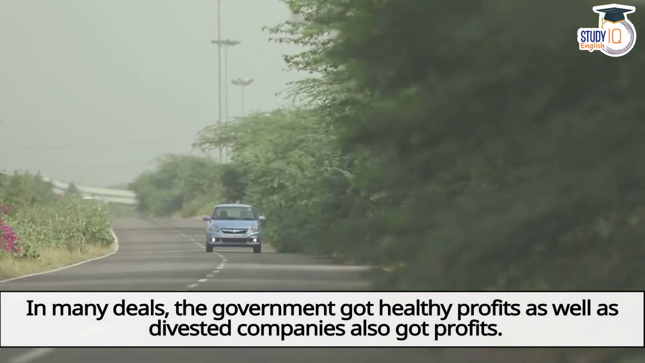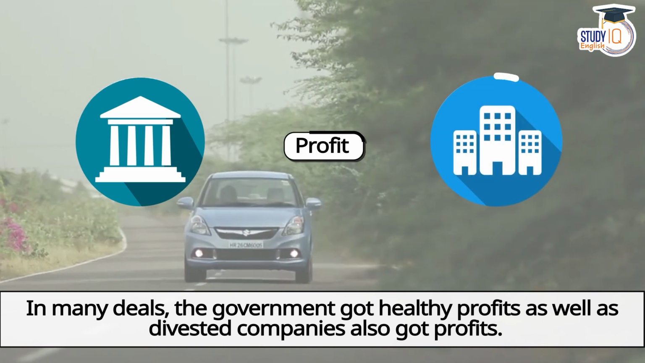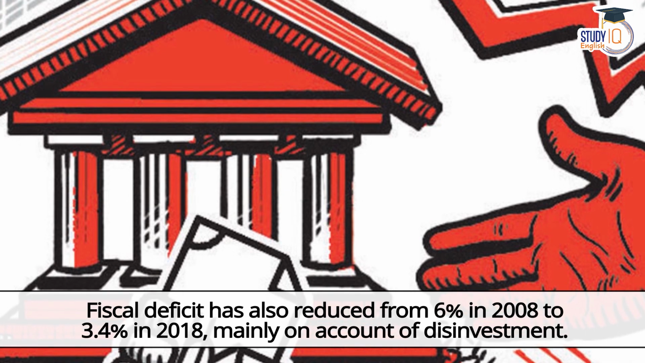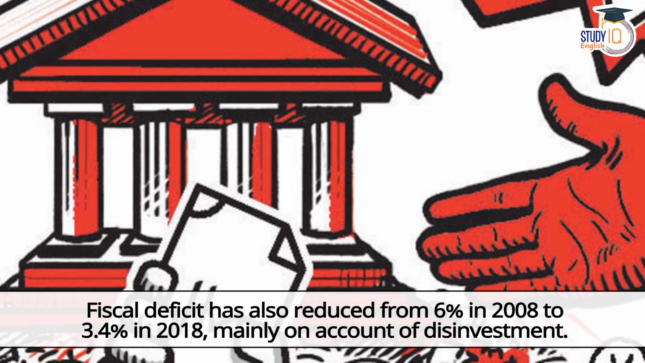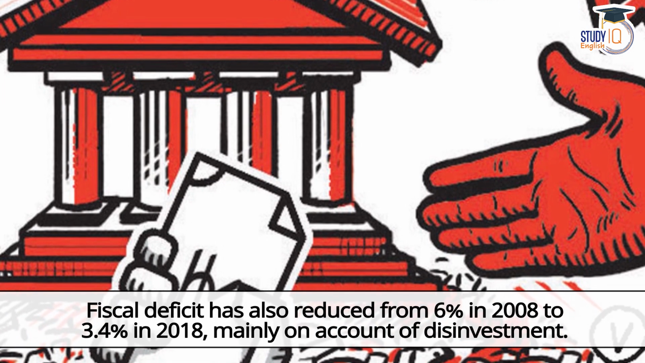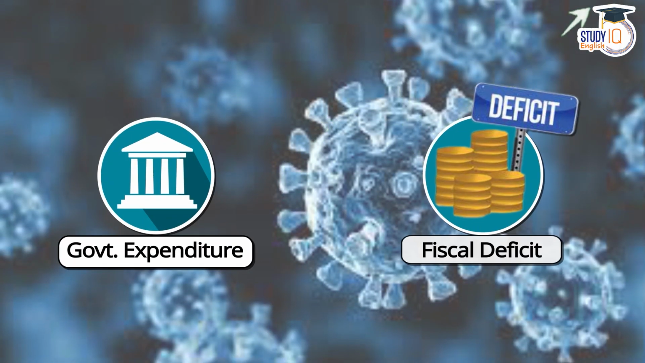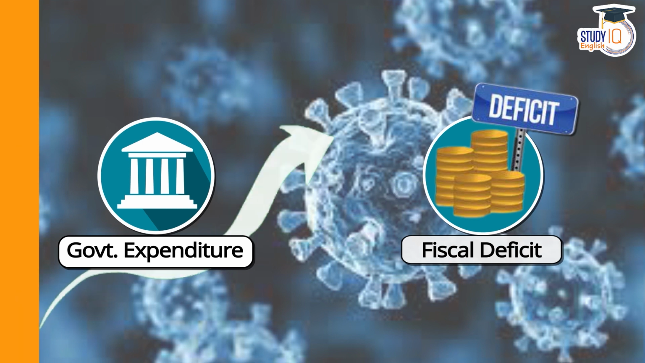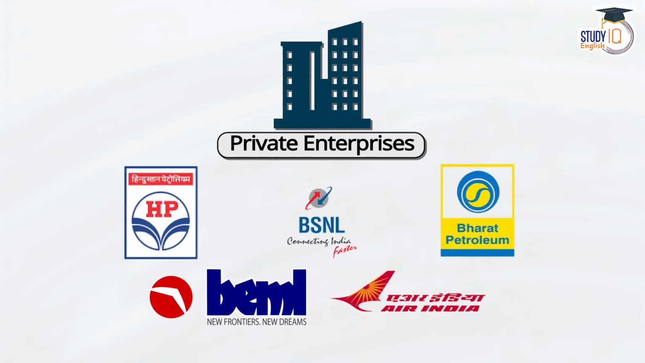Friends, these examples prove that the government did earn a healthy profit from these deals, and so did the divested companies. Disinvestment has also reduced India's fiscal deficit. Data reveals that whereas in 2008-9 the fiscal deficit was 6%, in 2018 it was reduced to 3.4%. When COVID led to an increase in government expenditure, the fiscal deficit too increased. It is slowly getting back to normal now. Moreover, economists believe that the efficiency of PSUs has improved, coming under the control of private enterprises.